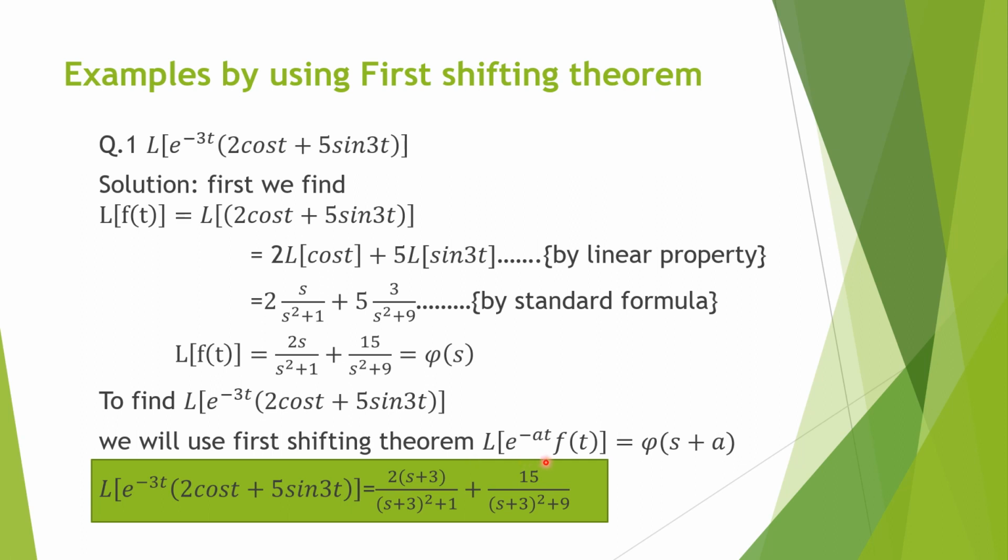When it is e raised to power minus at times function of t, it will become phi of s plus a. So this is our phi of s, so we have to write s plus a, and the value of a is 3. Now the Laplace transformation of e raised to power minus 3t times function of t will become 2 times (s plus 3), because we have to convert into s plus a, over (s plus 3) square plus 1, plus 15 over (s plus 3) square plus 9. You can see here it was 2s over s square plus 1.